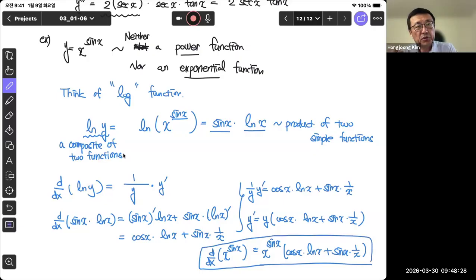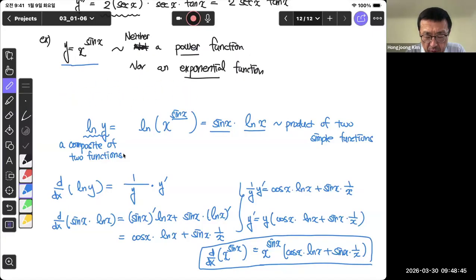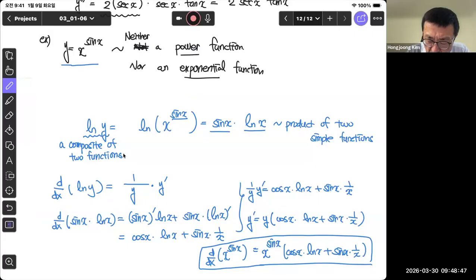So what was the procedure? Given this function, y is x to the sine x, you need to apply the log function. If your function is very complicated, one hint is to apply the ln function to both sides of the equation. That's how we compute the derivative of such a function.